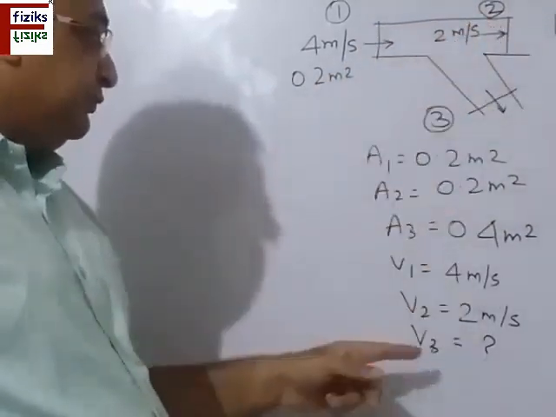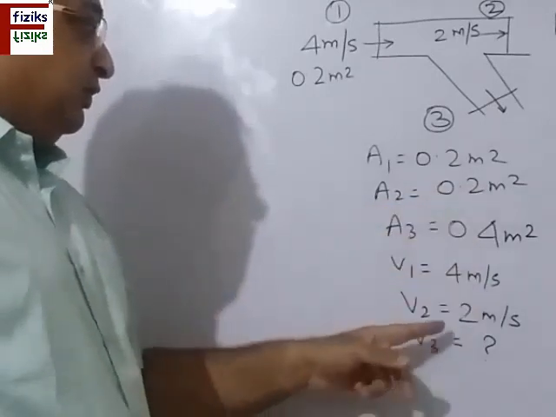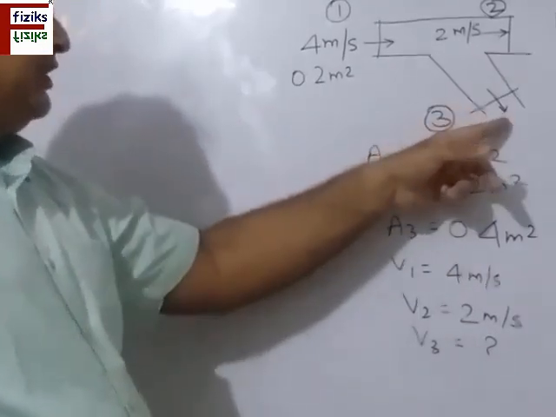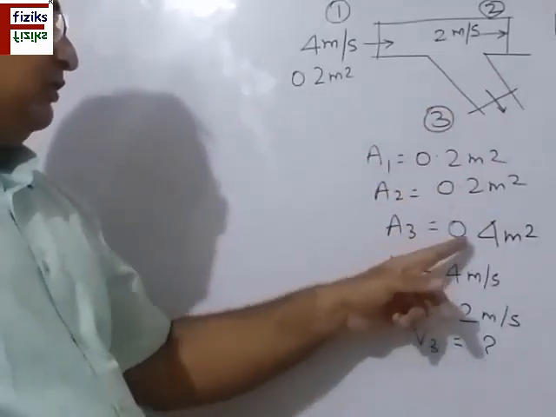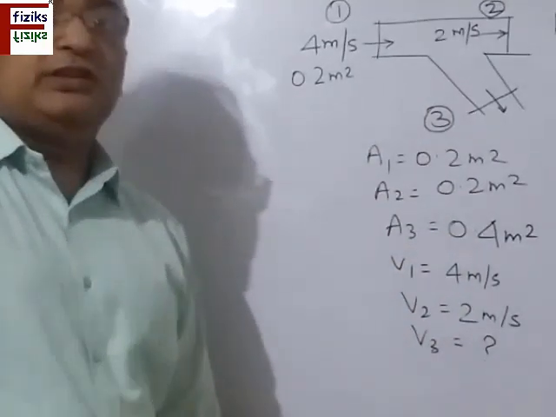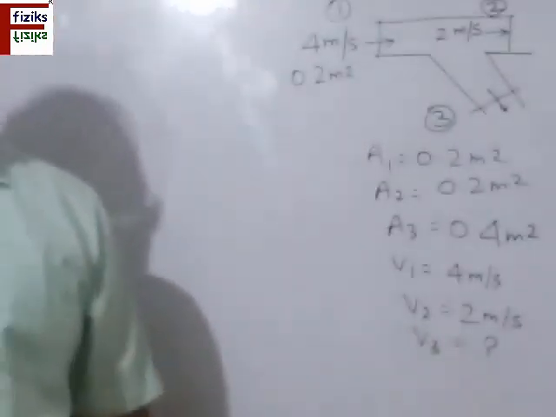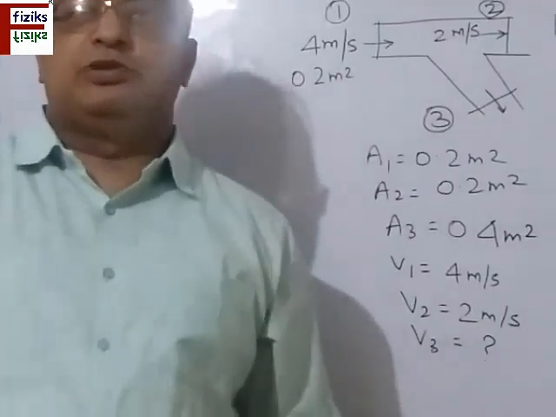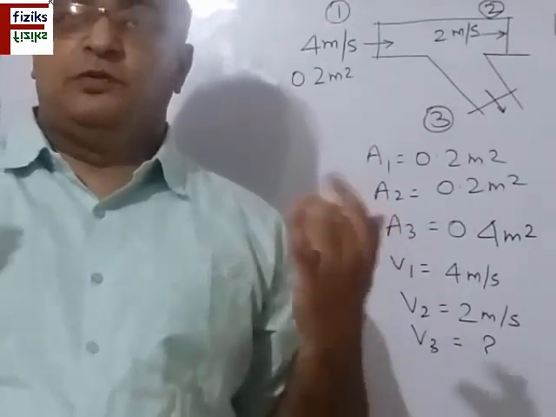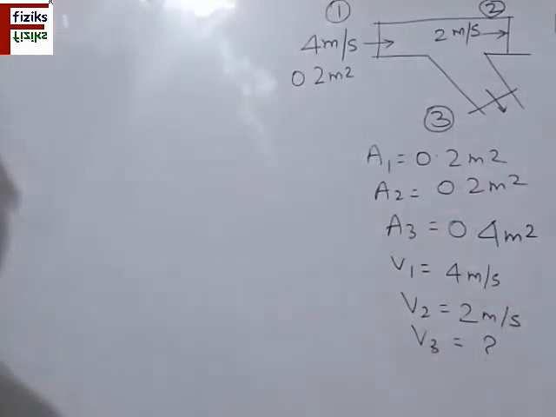At section 2, the area of cross section is same, 0.2 meter square, velocity is 2 meter per second, and at section 3, the area is double, 0.4 meter square, and velocity we have to find. So in this type of question, the principle of conservation of mass, which is nothing but the continuity equation, is to be used assuming that the density of the fluid remains constant. So it is incompressible fluid, ideal fluid.